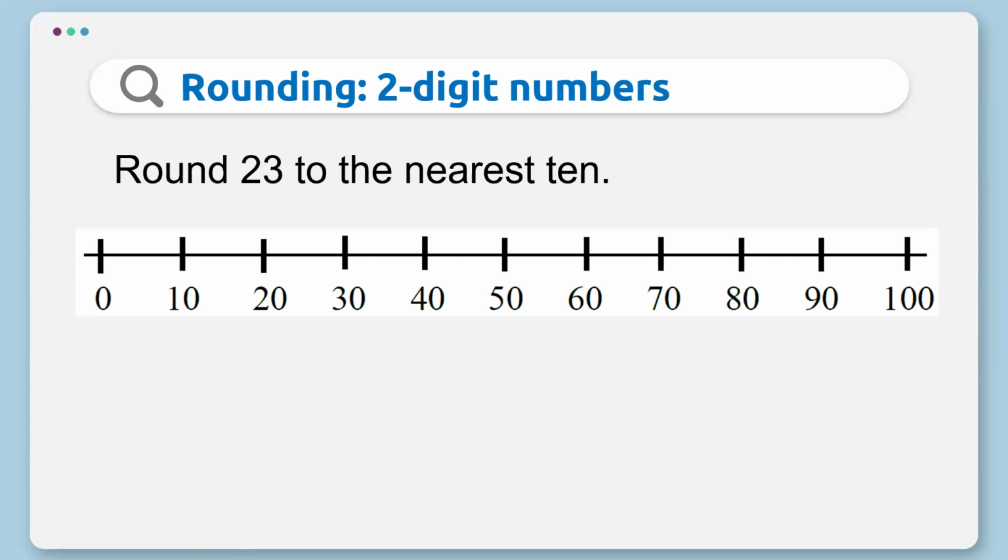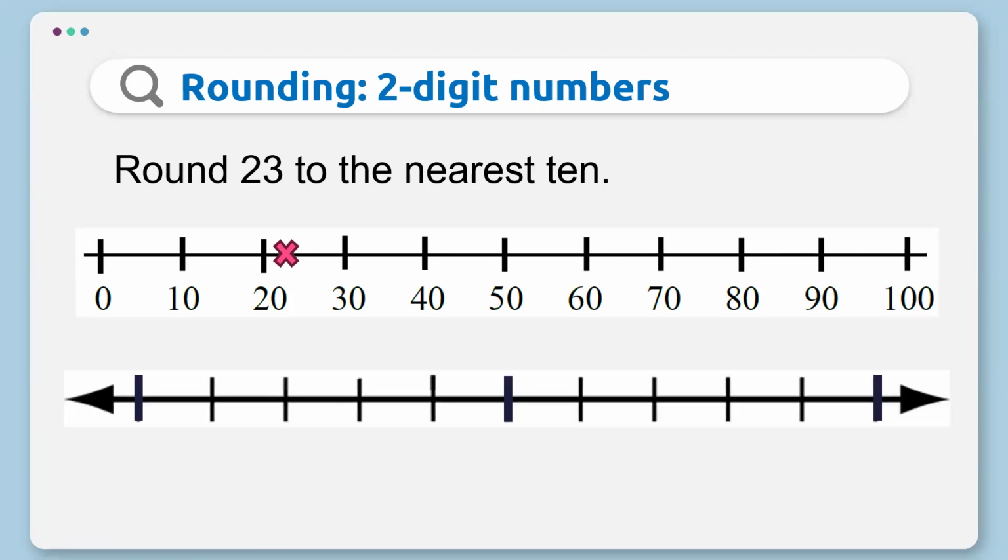Now, what if I want to round 23 to the nearest 10? I do the same steps, and I know that 23 is somewhere near where the cross is. If I divide my number line further, I know that 23 is closer to 20 compared to 30. This means that when I round 23 to the nearest 10, the answer is 20.